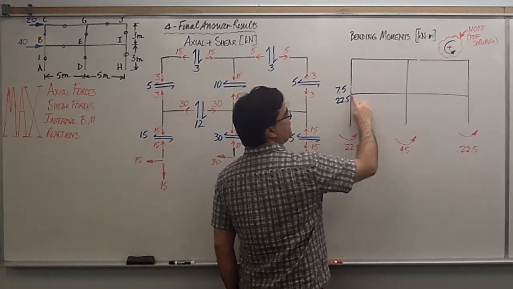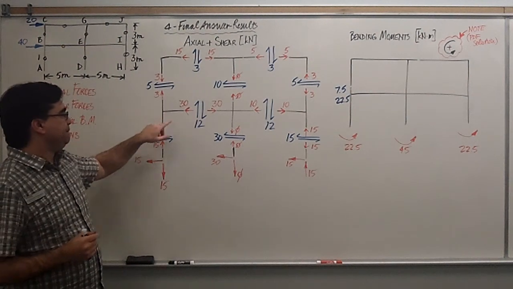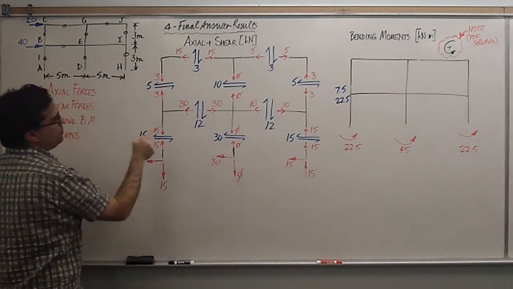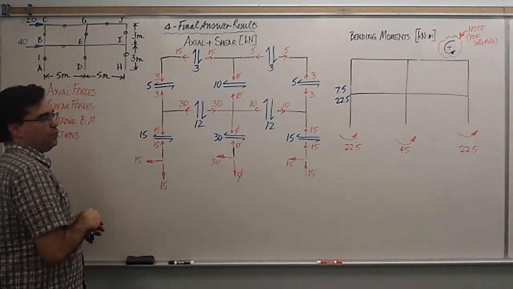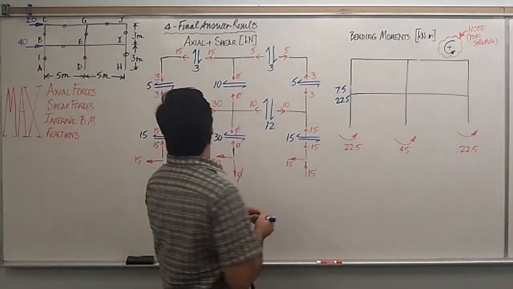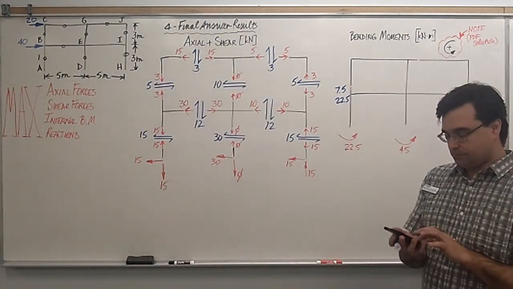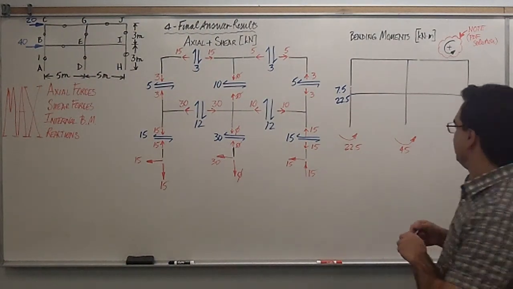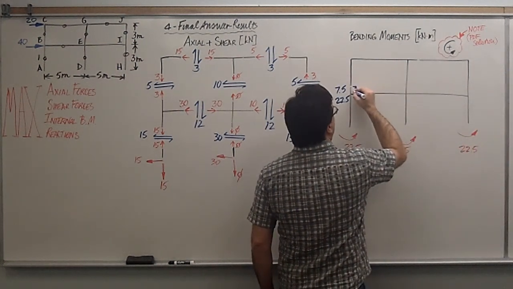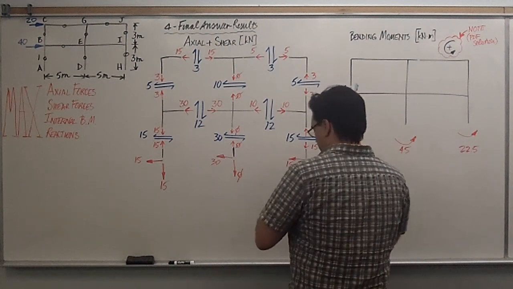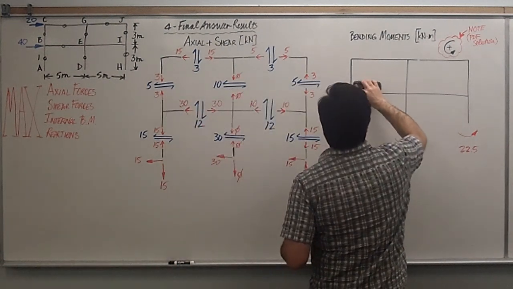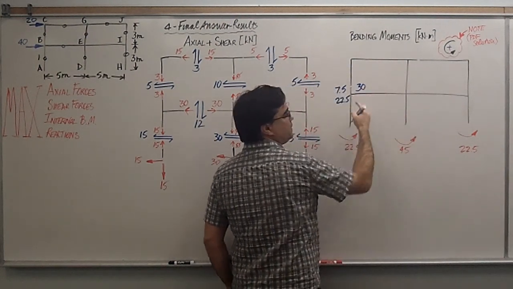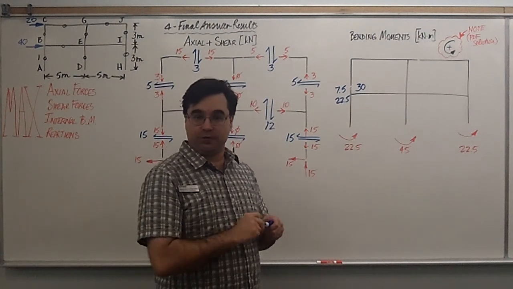Okay, now let's find the moment at this end of beam BE. It's going to be this shear times this half distance. That shear is 12 times 2.5. What is 12 times 2.5? 30. So the moment here, the internal moment at the end of that beam, is 30 kilonewton meters.